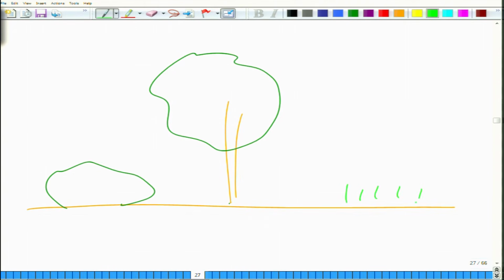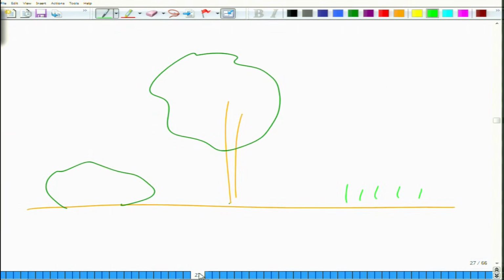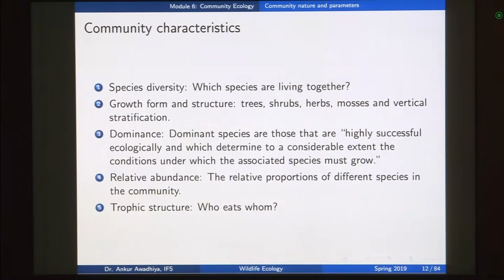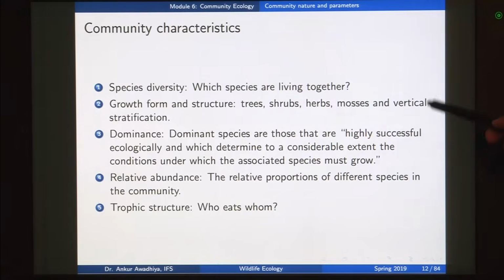But here we cannot talk about this vertical stratification. The vertical stratification is seen in the case of an equatorial rainforest, where you have different layers. In this case, you do not have different layers, you just have species that are distributed here and there. So, the growth form and the structure, that is the trees, shrubs, herbs, mosses, and the vertical stratification that is brought about by them, is different in different communities. So, that is also a community characteristic.